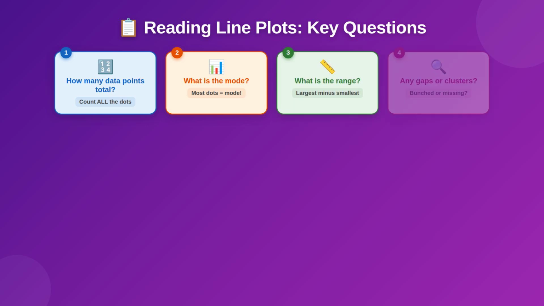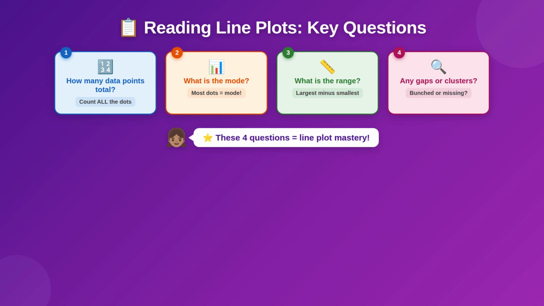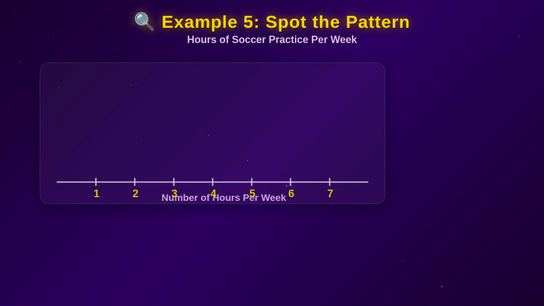Whenever you see a line plot on a test or homework, there are 4 key questions you should always be ready to answer. First, how many data points are there? Just count all the dots. Second, what's the mode? The value with the most dots above it. Third, what's the range? Subtract the smallest from the largest. And fourth, are there any clusters where lots of dots are bunched together, or gaps where no dots appear at all? Master these 4 questions and you'll ace any line plot problem.